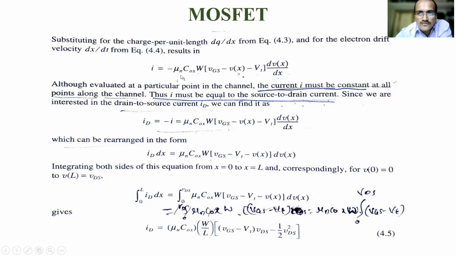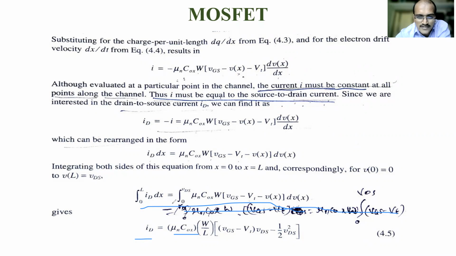So if you do the integration, in the books they have not shown the clear steps. Even this step may be confusing. Don't do that. You take this equation and integrate it. So what equation you will get here is ID equals μn Cox W by L, into (VGS − VT) VDS − 1/2 VDS square. This is the term you will get after applying integration. First we integrate and then apply the limits.